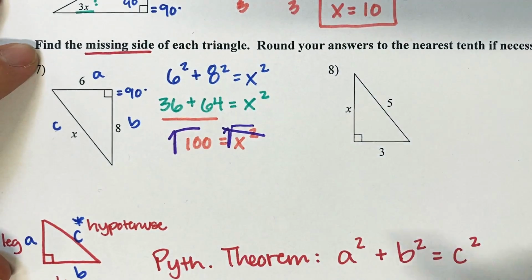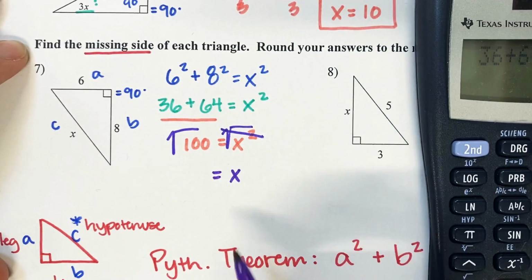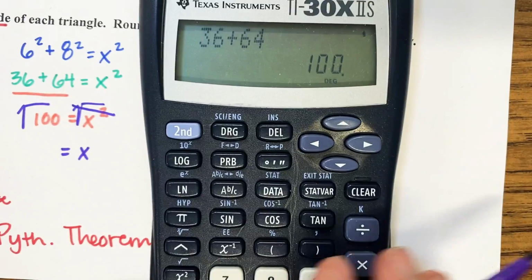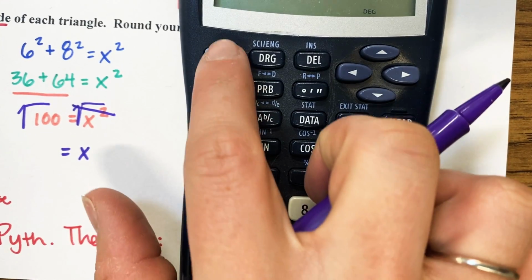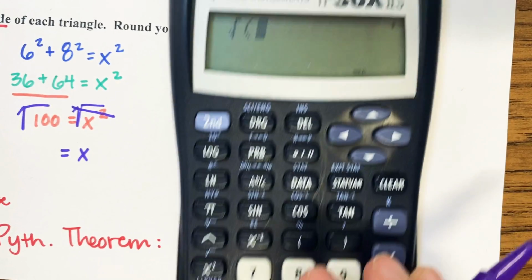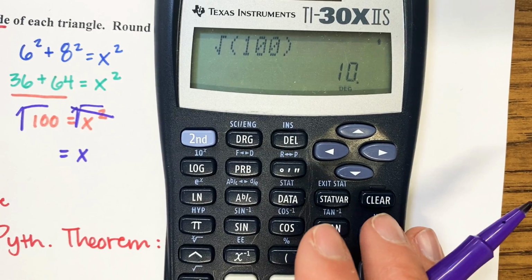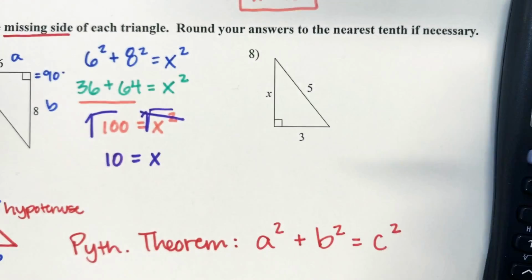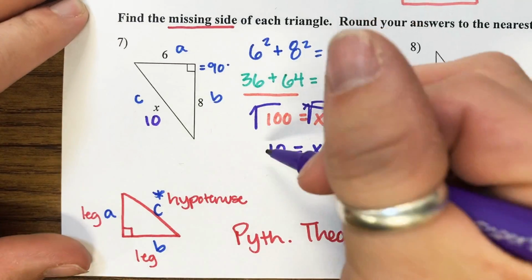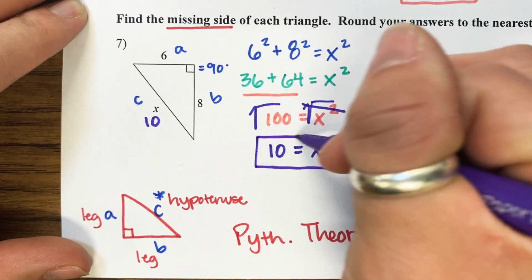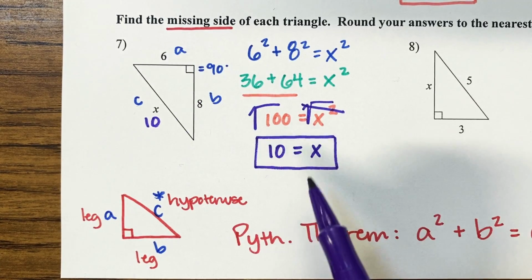Okay, got to do the same thing to both sides. So now we get our x. But what is the square root of 100? Okay, so we have this button on our calculator. It's right above the x squared. So I'm going to click second, x squared. Okay, that's going to give me my square root. Type in 100, and I get 10. So I know that this missing side is 10 on my triangle. So we can find a third side of a right triangle using the Pythagorean theorem.